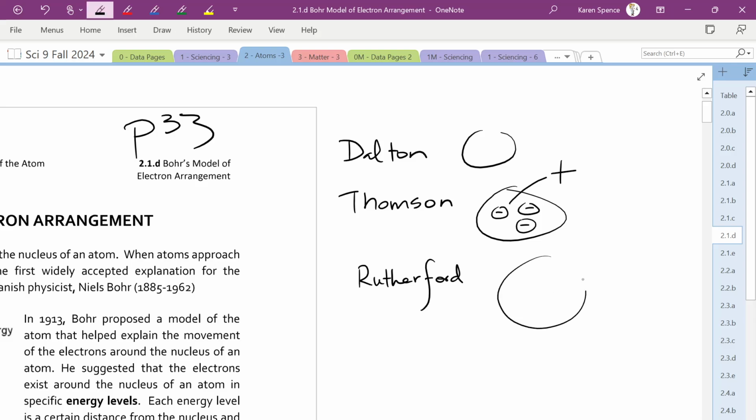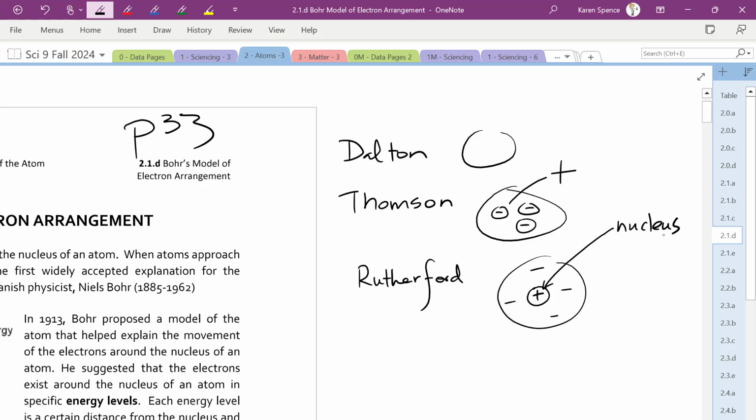And then we had Rutherford who said, no, the positive isn't everywhere. It's in the middle. And then he said the electrons were just sort of around the outside. And then we got to Bohr, who had something very specific to say about where the electrons were. Yes, they're outside of the, what do we call that center bit? The nucleus. What particles are in the nucleus?